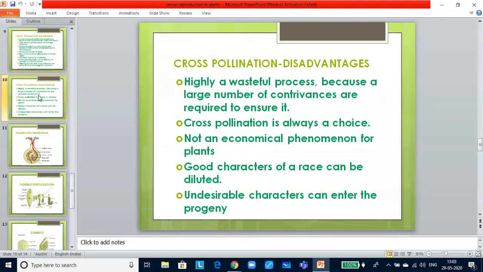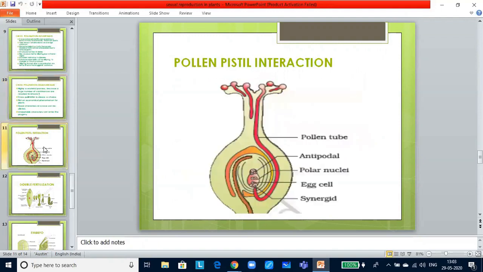The disadvantage is that it is a wasteful process because it requires a lot of contrivances, and it is always a chance factor, not at all economical for the plants. Good characters of the race can get eliminated or diluted. Undesirable characters can enter the progeny. But there are plants which will show both self pollination and cross pollination.